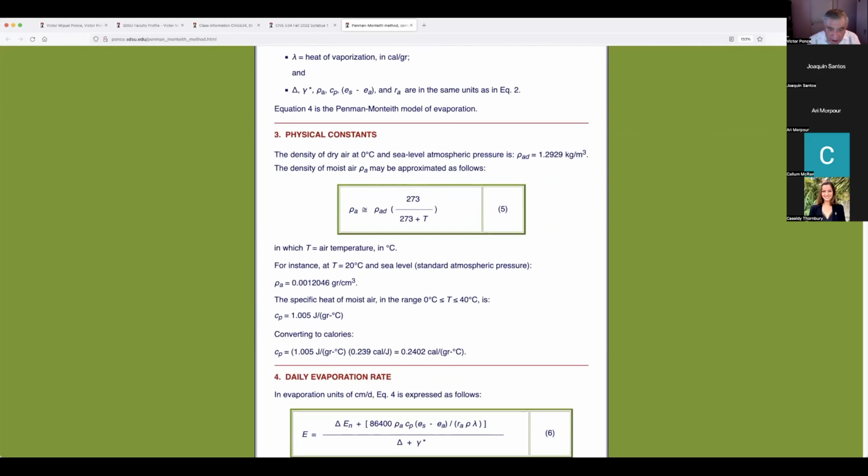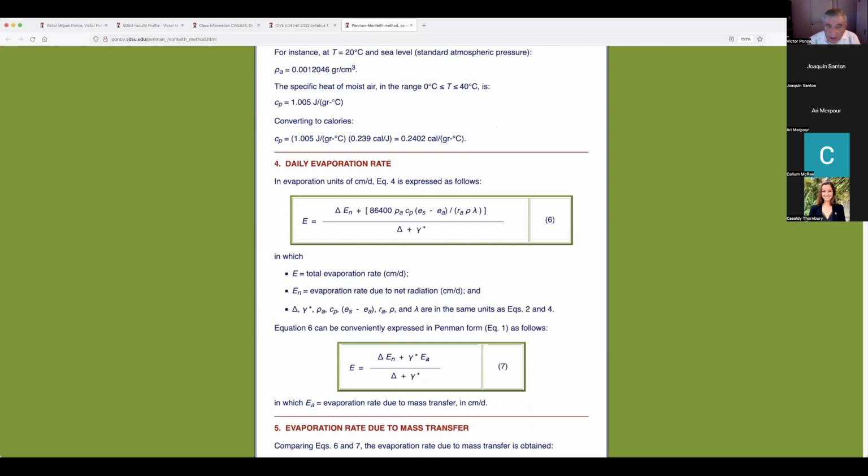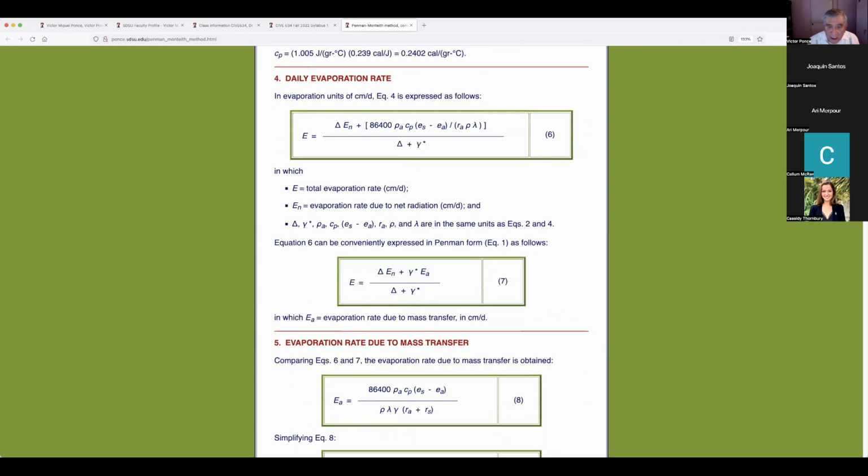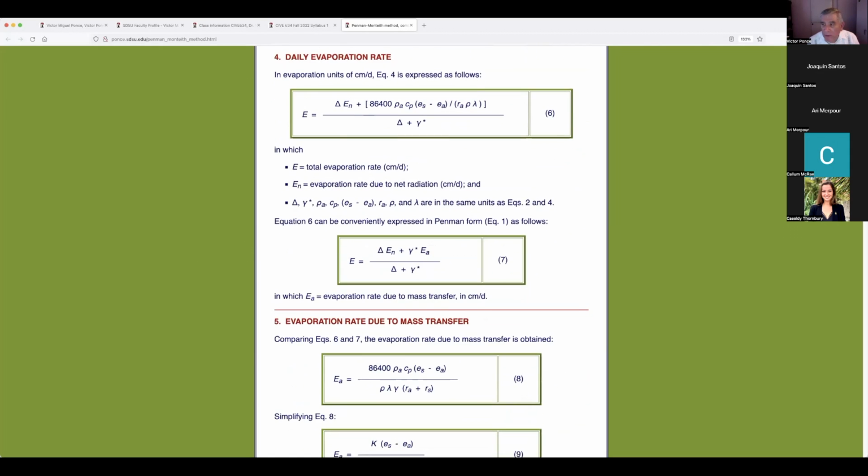The physical constants, the daily evaporation rate, and when we get into the daily evaporation rate, we have to bring in the 86,400 product in there, because that indicates the number of seconds in a day. And we finally get to the equation, the Penman-Monteith equation in Penman form. That is equation 7. The only difference is that instead of having a lambda, we have a lambda star.